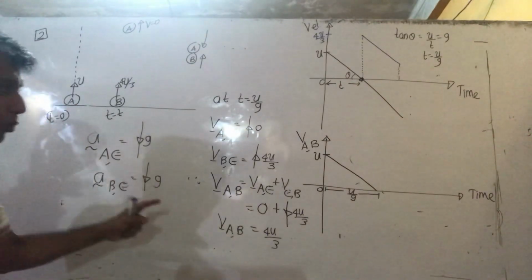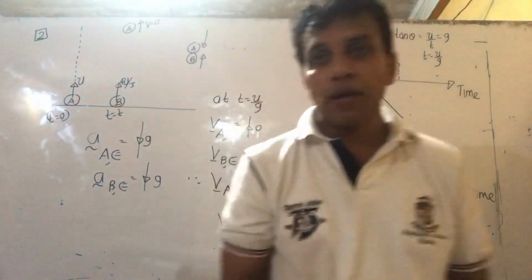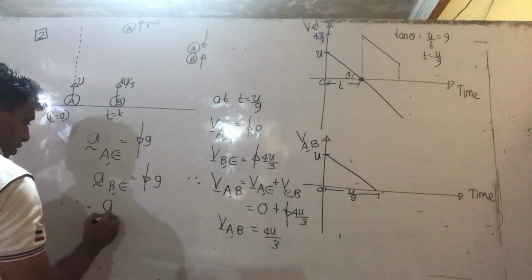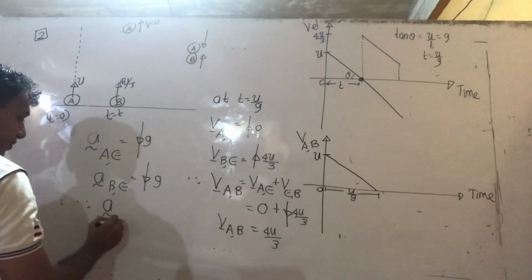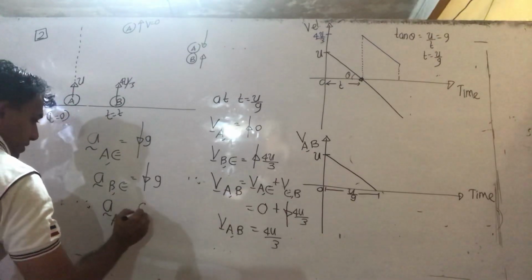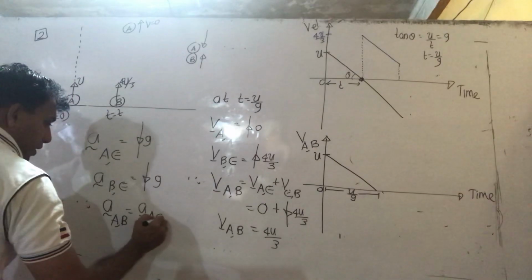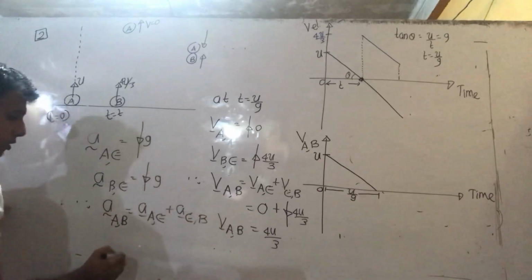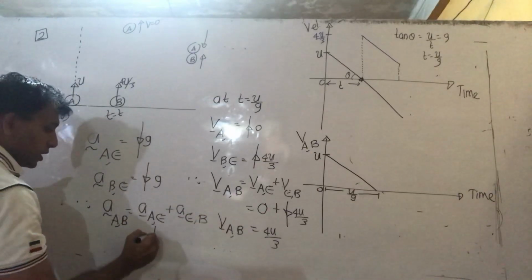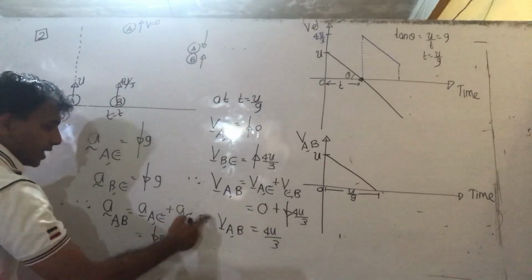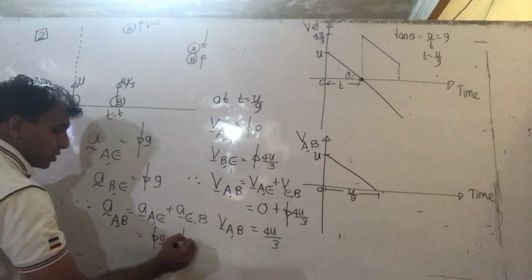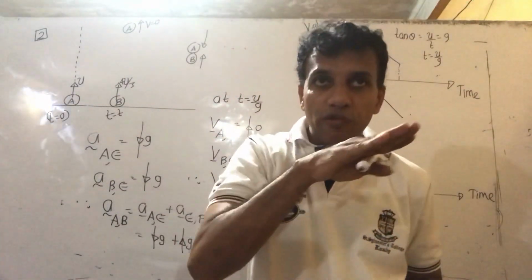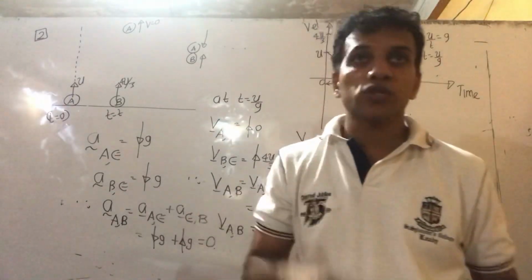Very important part I am showing, not only for this, think about future problems, how to implement these ideas. Therefore, I need the acceleration of A relative to B, which can be shown as acceleration AE plus acceleration EB. AE is downward g, plus EB, therefore upward g, so no doubt the answer is 0. What do you mean by acceleration 0? Uniform velocity, constant velocity.